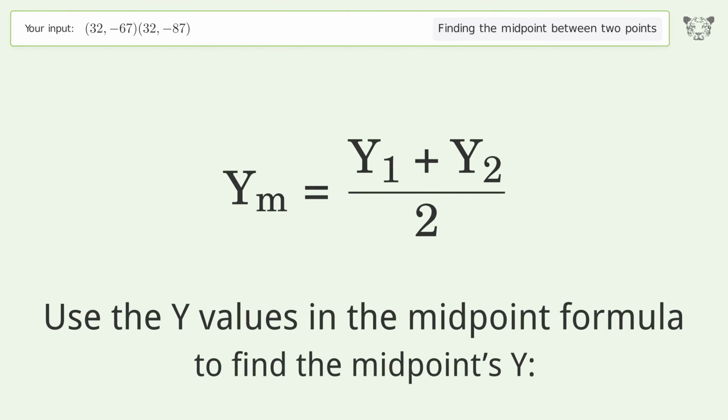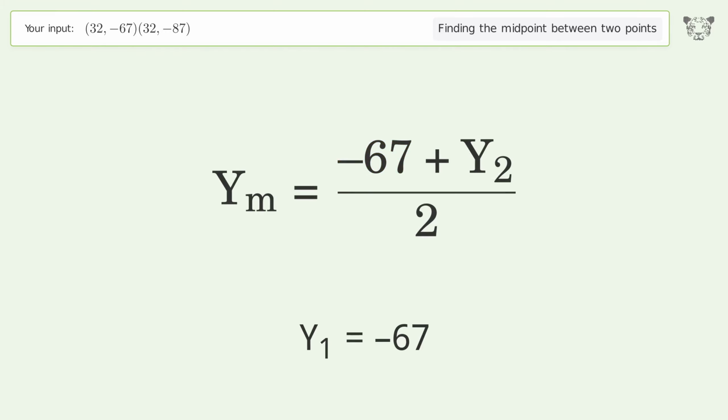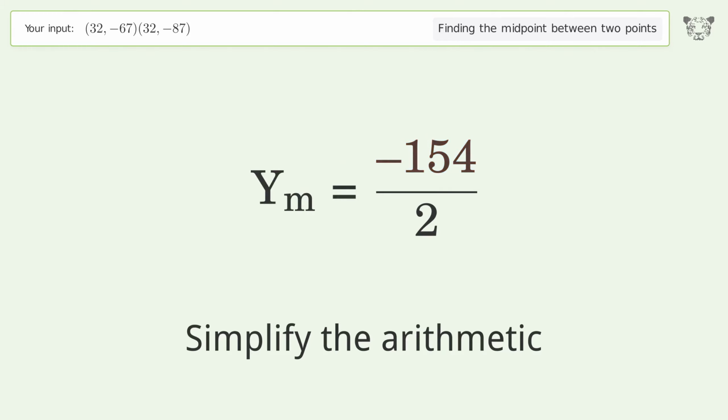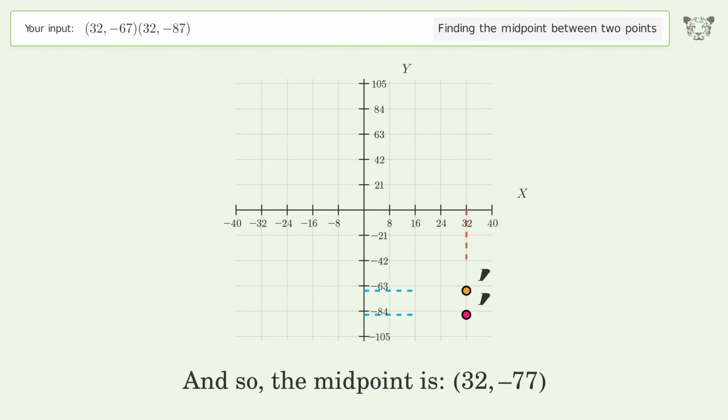Use the y values in the midpoint formula to find the midpoint's y. y1 equals -67. y2 equals -87. Simplify the arithmetic. And so, the midpoint is 32, -77.